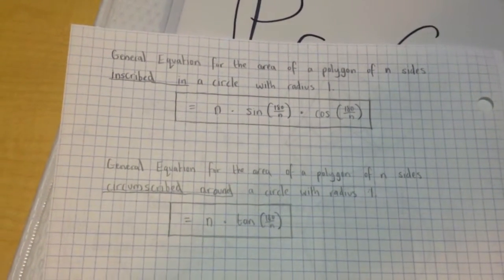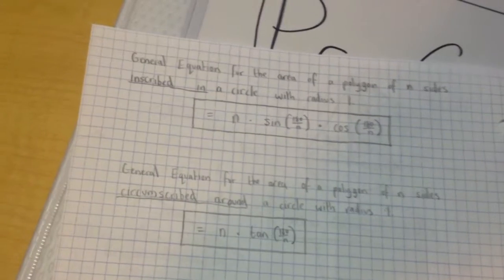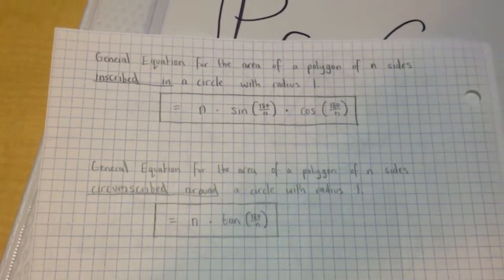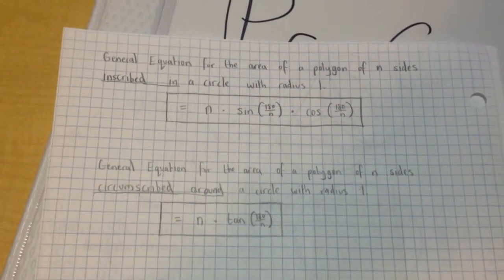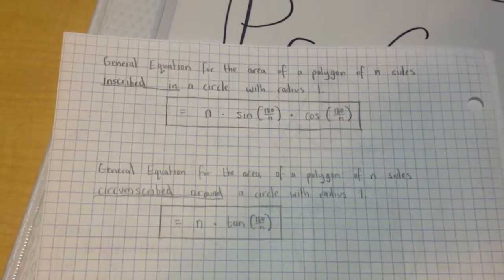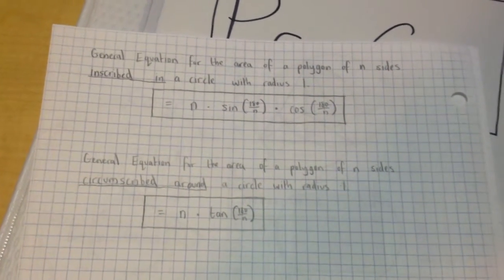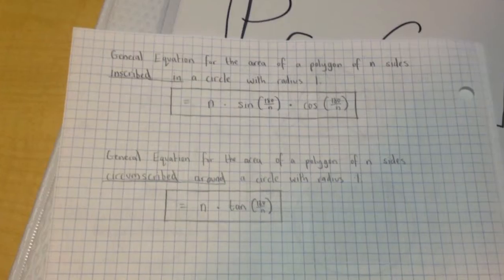How and why is the equation for the area of a circumscribed polygon different? Well, first off, we can just look at the equations for an inscribed polygon and a circumscribed polygon, and we can see the difference in the equations.